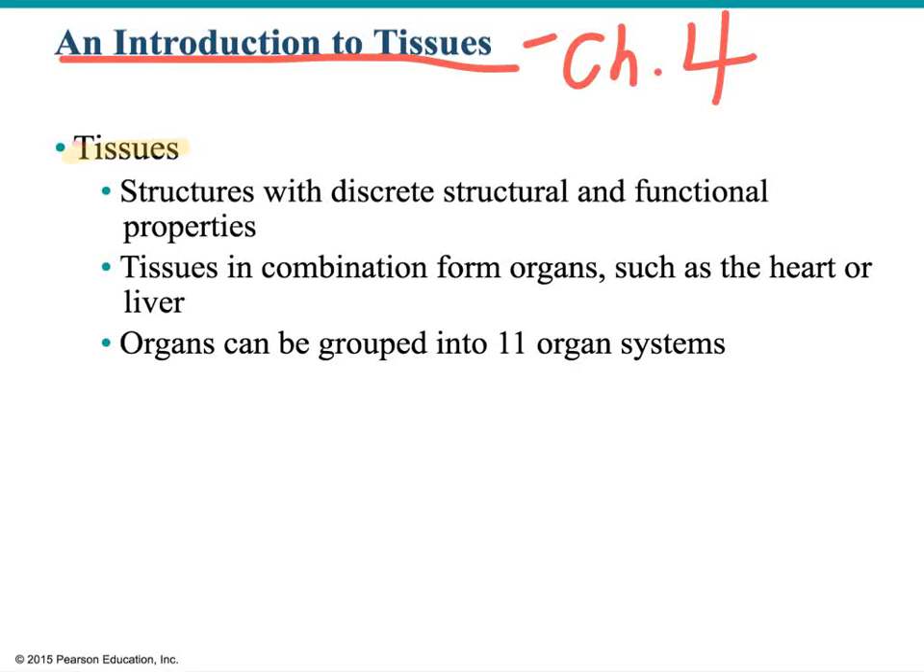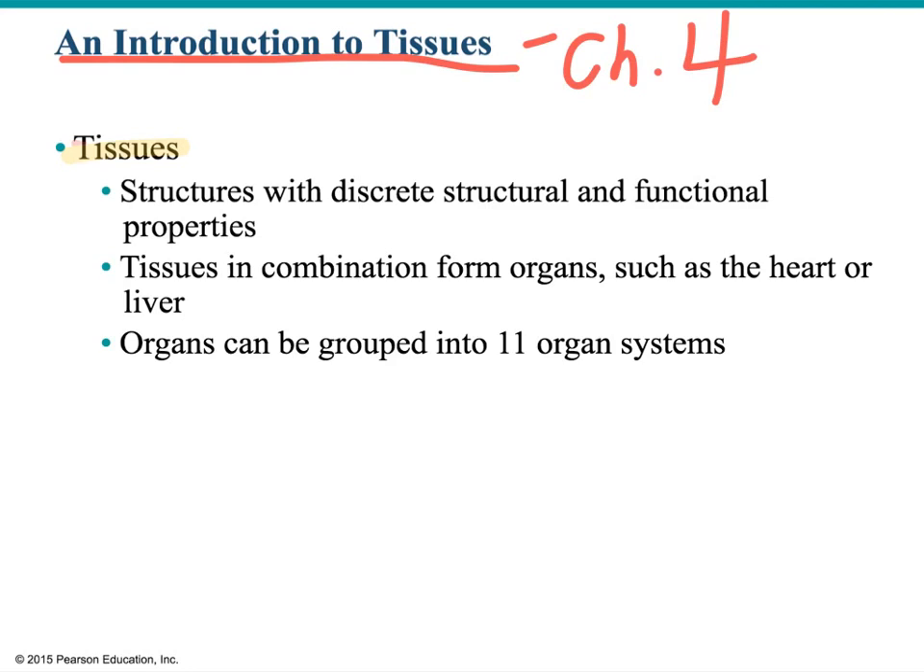Tissues are structures with discrete structural and functional properties. But you guys probably already know about tissues. They're the level below organs when we talk about organization in a body. So what's the level below tissues? Tissues are made of cells.